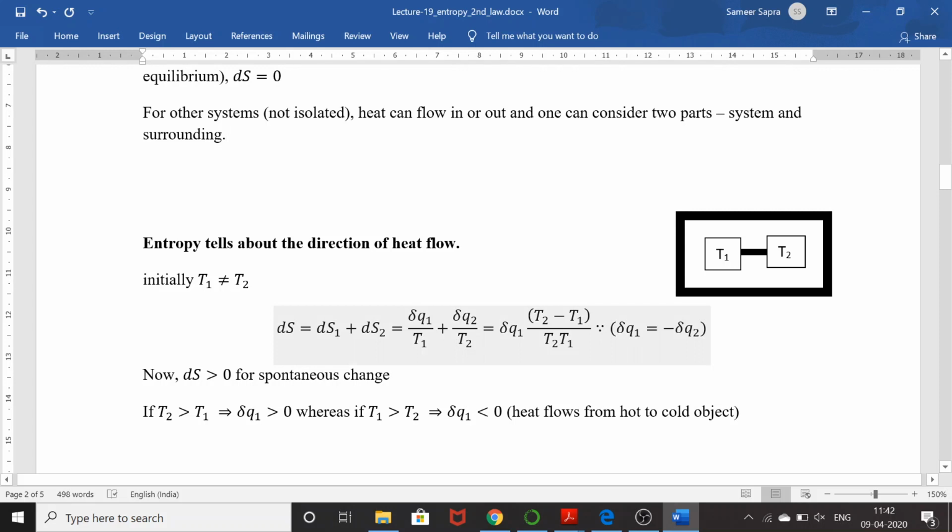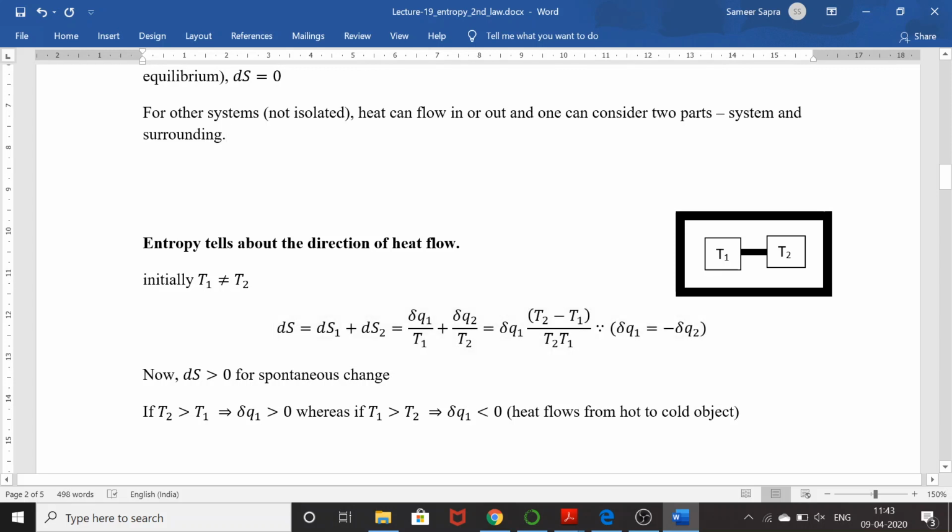The change in entropy would be the change in entropy of the first block plus the change in entropy of the second block, which is the heat exchanged by the first block divided by the temperature of the first block, plus the heat exchanged by the second block divided by the temperature of the second block. And whatever heat is given by block 2 is taken up by block 1, or the other way around. So delta Q1 is equal to minus delta Q2, and I can replace that over here. What it gives me is delta Q1 times (T2 minus T1) divided by T2 T1.